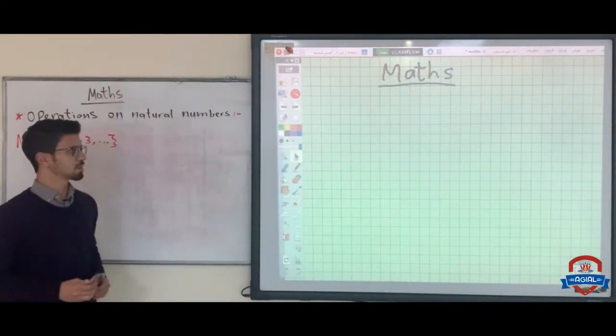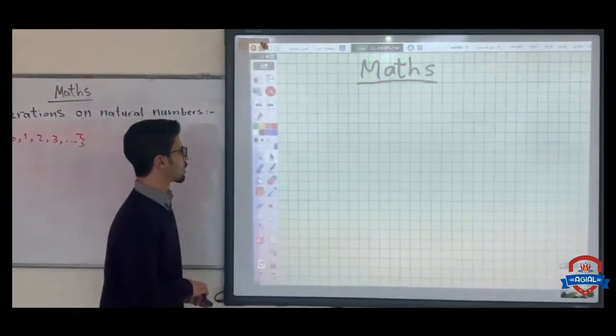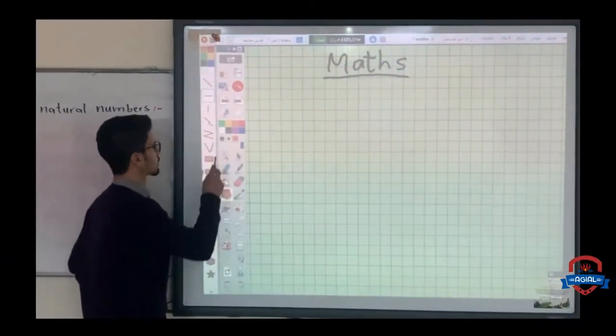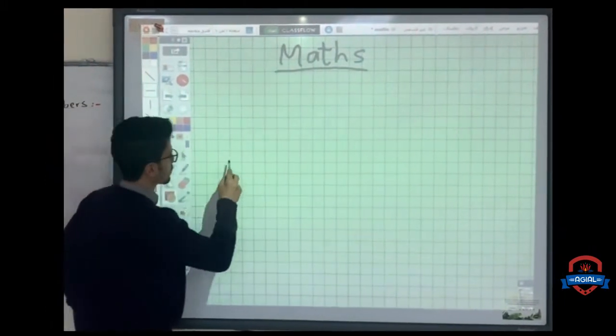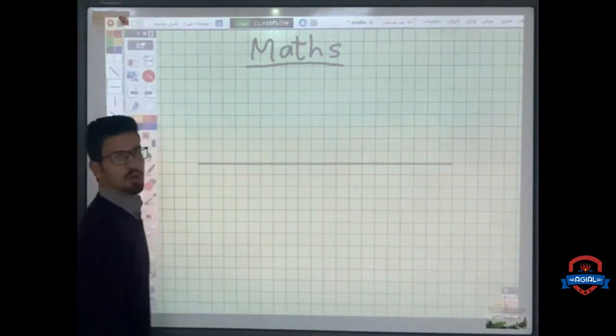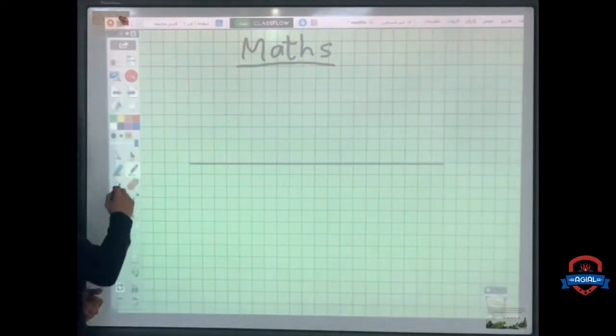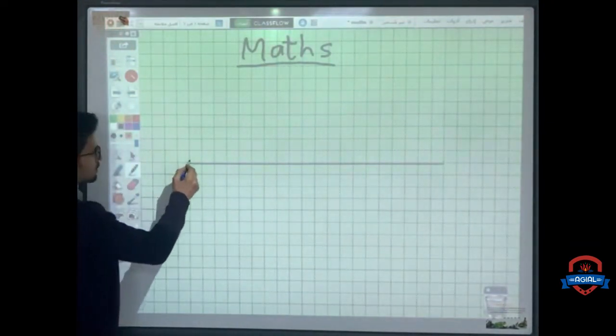And we had started how to represent the set of natural numbers on a number line. So we have to use this line segment to represent the set of natural numbers, and we have a start point and no end point, because the set of natural numbers starts from 0 and has no end point. So let's represent the set of natural numbers.